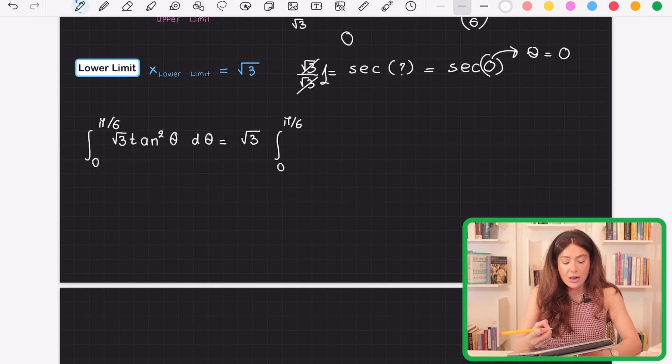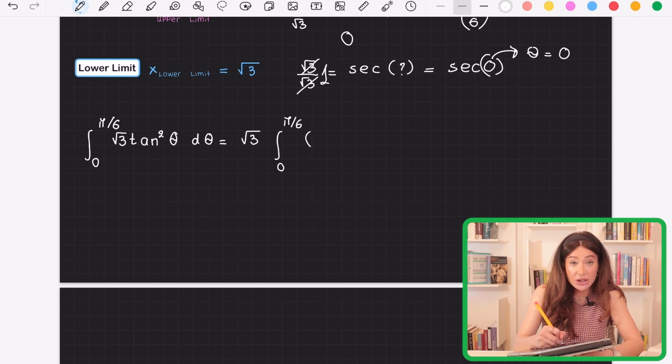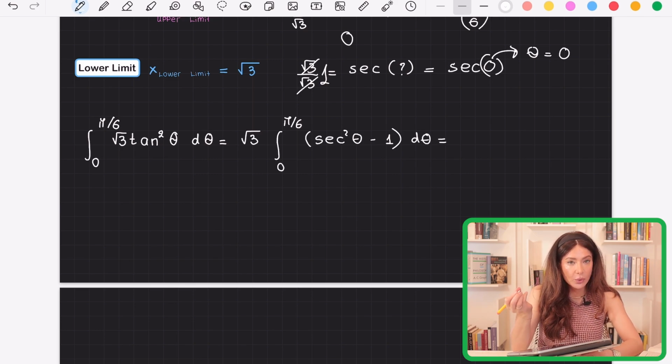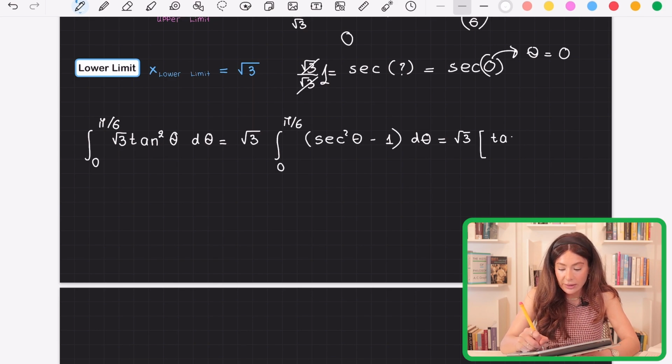Since we don't know the antiderivative of tangent square theta, you can substitute tangent square theta with its trig identity, which is tangent square theta equals secant square theta minus 1. And we can take the antiderivative or integral of secant square theta. That's simply tangent theta, because the derivative of tangent is secant square. Okay, so square root of 3 tangent theta minus theta.